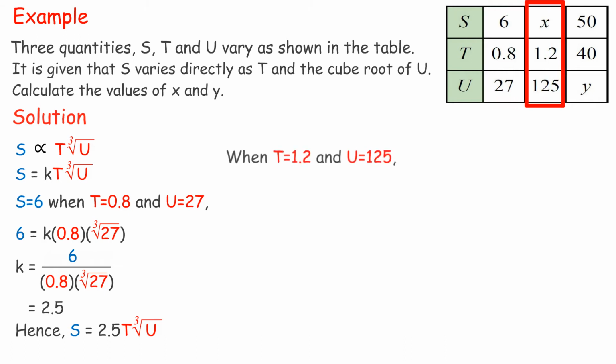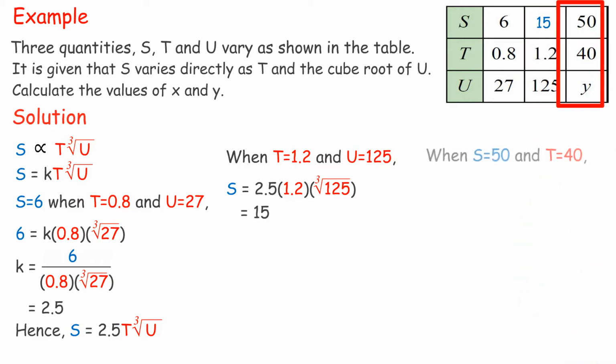When t equals 1.2 and u equals 125, to find the value of s, substitute the values into the equation. s equals 2.5 times 1.2 times cube root of 125 equals 15.